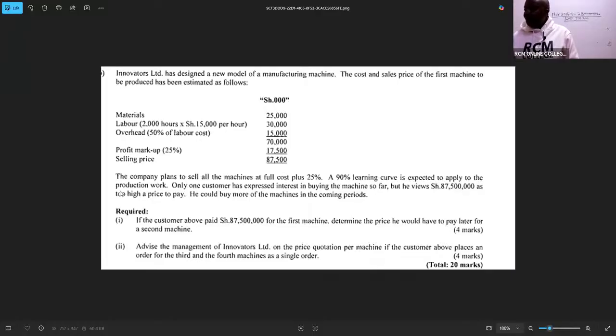Ladies and gentlemen, this question is straightforward. What a good student is supposed to know is that the learning curve is only applicable to labor. There will be no learning curve for materials. There will be no learning curve for overheads. Of course, overheads will be dependent on the labor, but you know that we shall be using learning curves to estimate the labor cost.